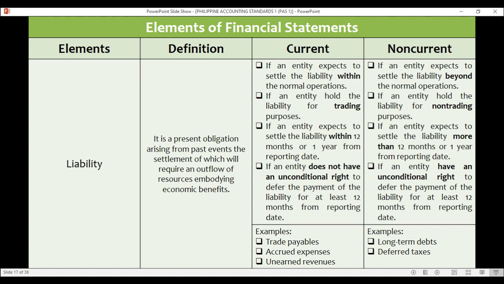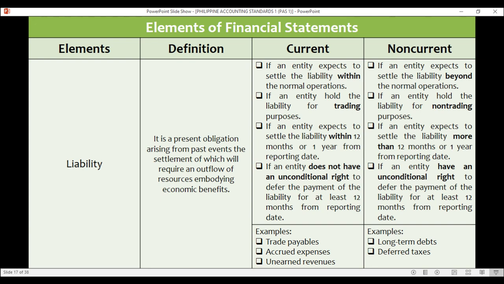And also, if an entity does not have an unconditional right to defer the payment of the liability for at least 12 months, then it is current. Otherwise, it is non-current. Examples of current liabilities: we have trade payables or your accounts payable, then accrued expenses and unearned revenues. For non-current, we have long-term debts or the long-term portion of your liabilities such as bonds and notes payable, and we have the deferred taxes. Deferred tax liabilities are specifically provided to be part of the non-current liabilities, even if the settlement of a portion of those deferred tax liabilities is within 12 months or normal operation, they are still considered part of the non-current liabilities.